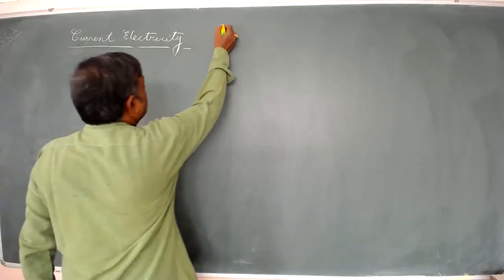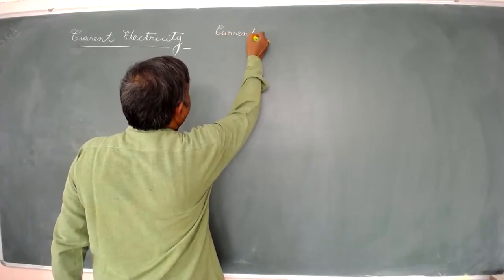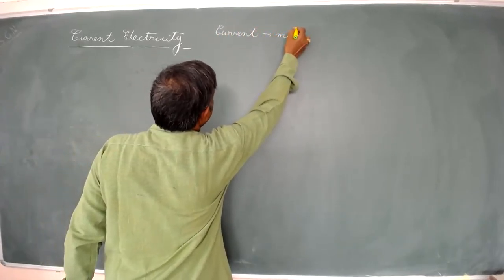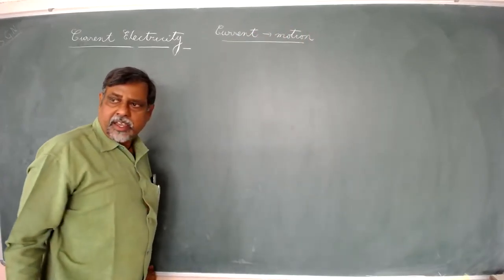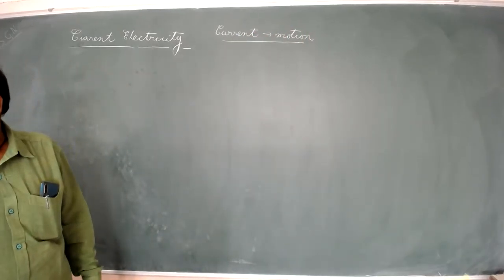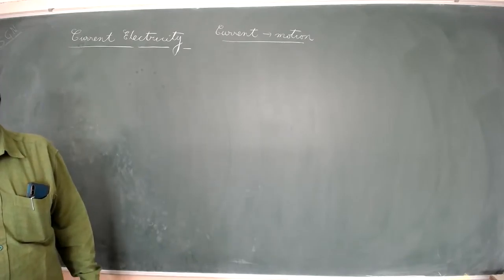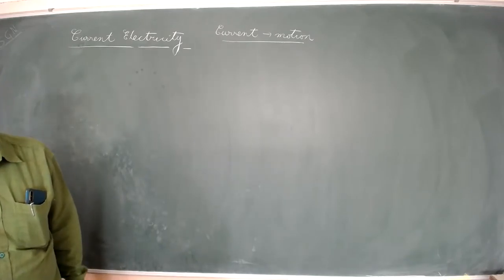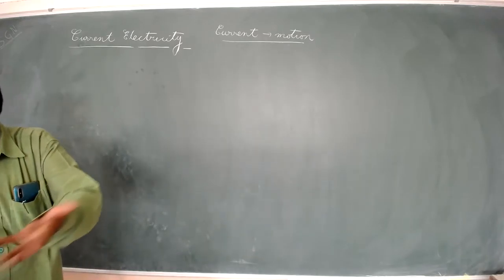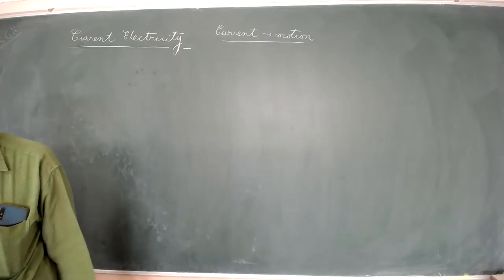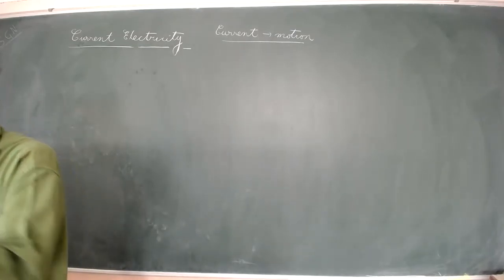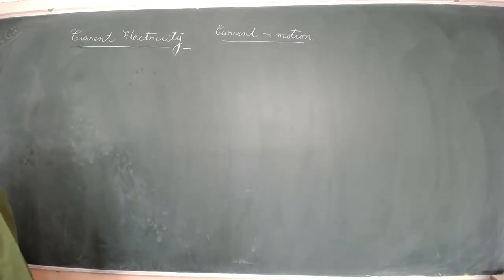What do you mean by current? Current is the motion of something. You don't say that current is used only for electrical charges. If water is flowing, we call it water current. If wind is blowing, we call it wind current. Current means there is something which is flowing or moving. That is called current.